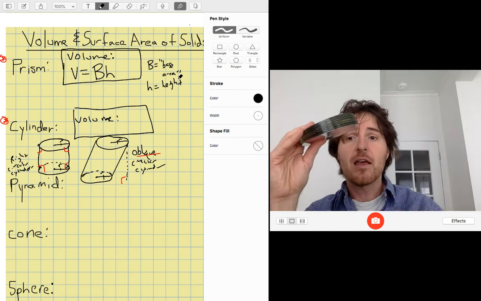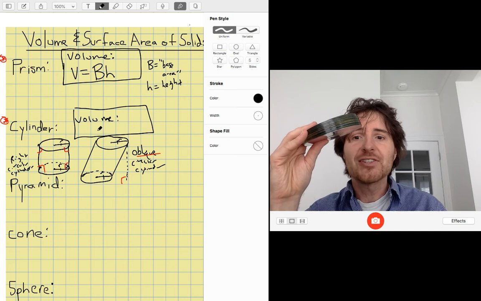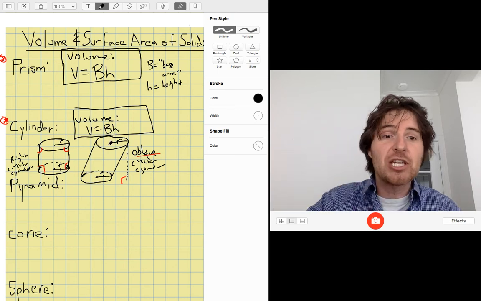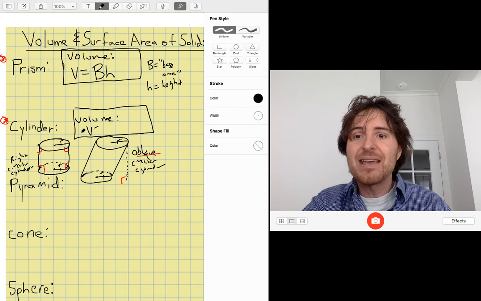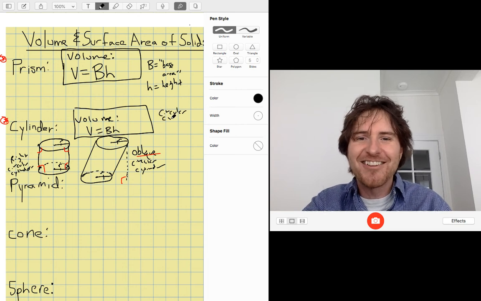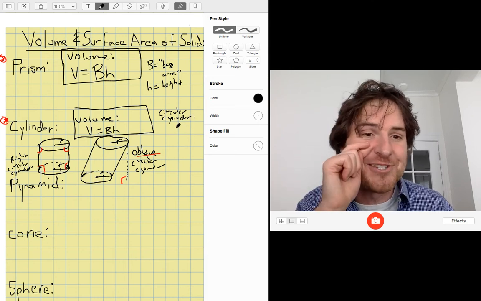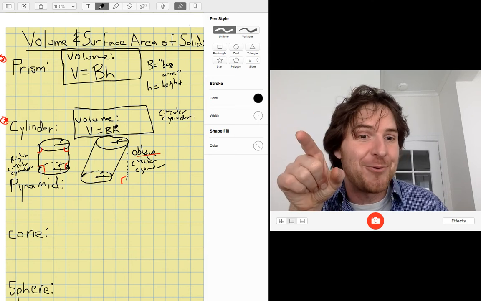So anyways, volume for cylinders is going to be the exact same thing. And I actually can come up with this more than one way. Actually, you know what? I want to come up with a different thing. Circular cylinder. Because on the classwork that you had today, that very last question isn't a circular cylinder, but it is a cylinder. You have to use that formula.